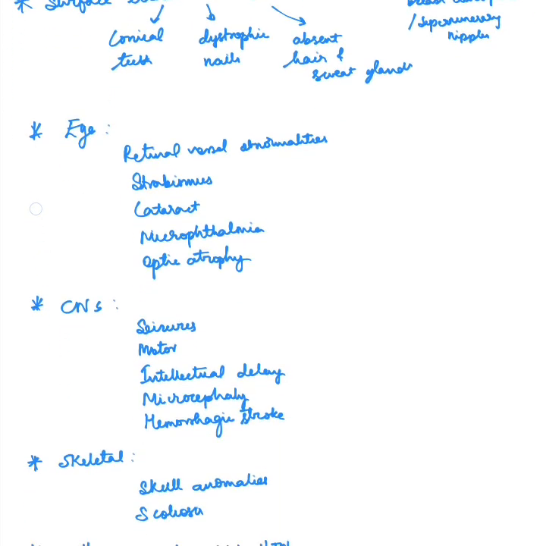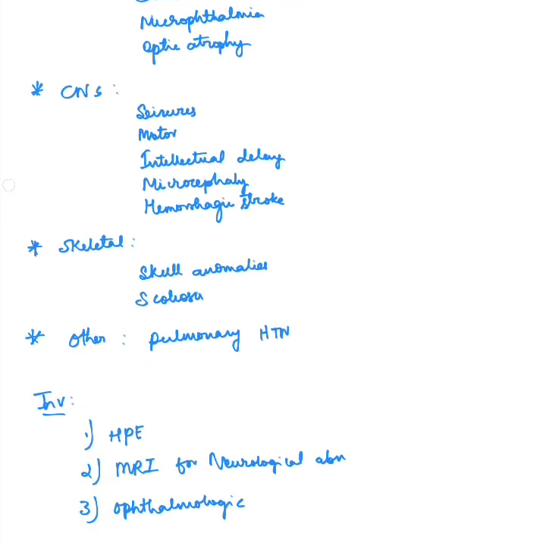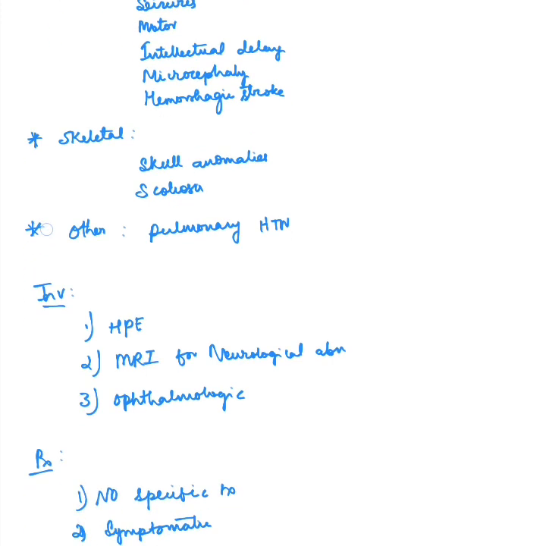Coming to eye manifestations, there can be retinal vessel abnormalities, strabismus, cataract, microphthalmia, and optic atrophy. CNS anomalies in the form of seizures, motor and intellectual delay, microcephaly, and hemorrhagic stroke can occur. Skeletal manifestations are pretty rare. They can be seen in the form of skull anomalies or scoliosis, and other organ involvement in the form of pulmonary hypertension can be seen rarely.